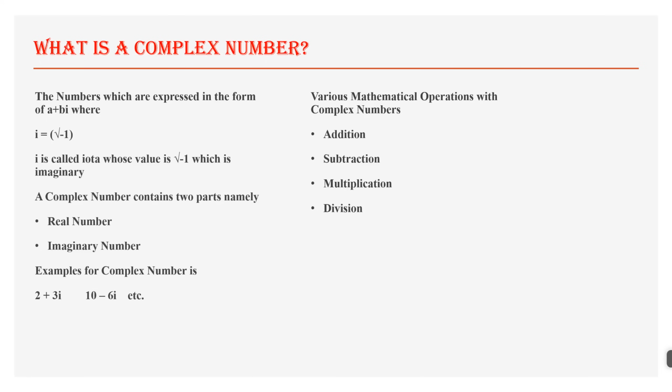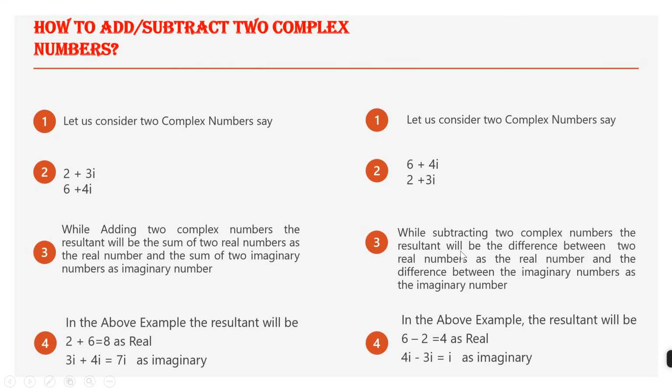So there are various mathematical operations which are possible for the complex numbers, like addition, subtraction, multiplication, as well as division. So today let us see how, using an object-oriented programming concept, we add and subtract the two complex numbers. And also we shall see why we require object-oriented programming for representing the complex numbers.